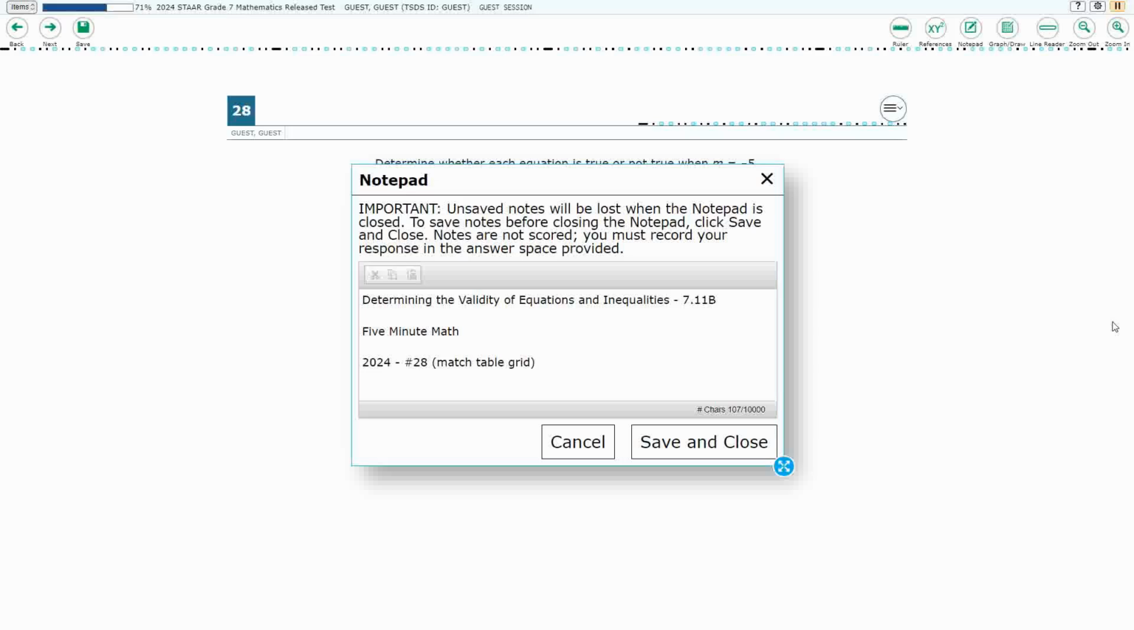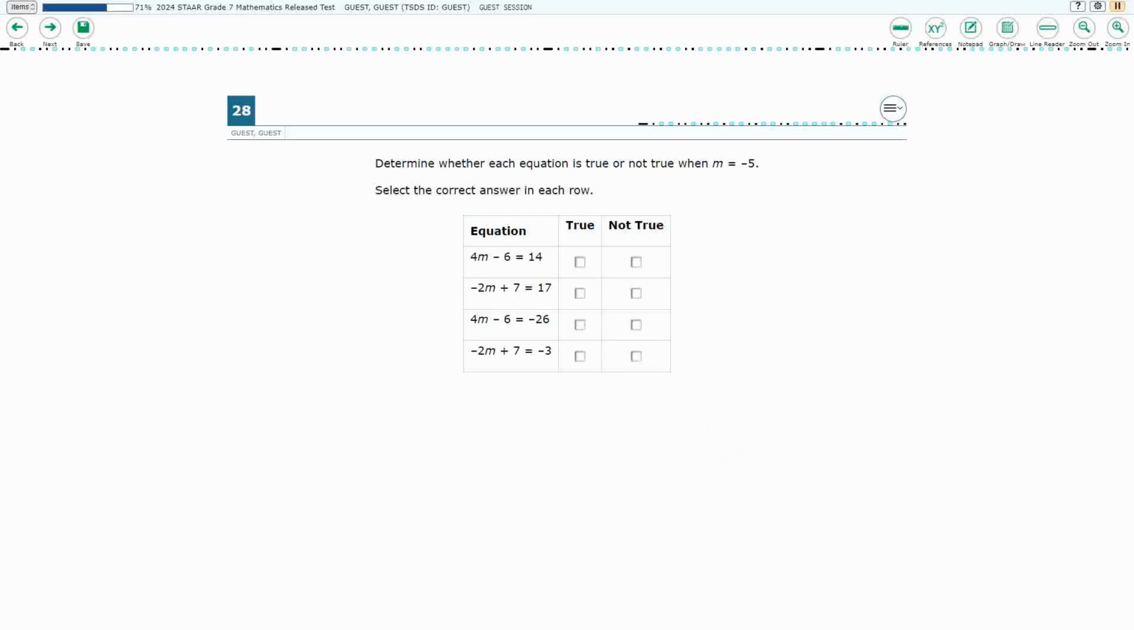Today we are looking at the 7th grade concept of determining the validity of equations and inequalities. This is standard 7.11b in the great state of Texas. We are using item number 28 of the 2024 released STAAR test. If you haven't done so already, please take a moment to pause the video, work this problem out on your own, unpause it, and we will look at our answers together.